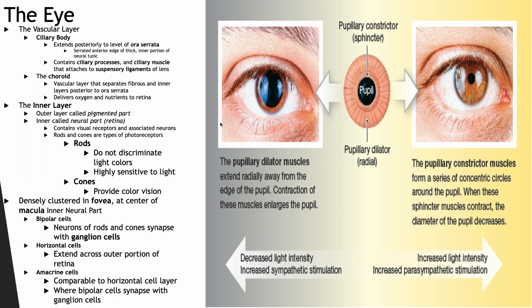A network of horizontal cells extends across the neural part of the retina at the level of the synapse between the photoreceptors and the bipolar cells. A comparable layer of amacrine cells occurs where the bipolar cells synapse with ganglion cells. Horizontal and amacrine cells can facilitate or inhibit communication between photoreceptors and ganglion cells, altering the sensitivity of the retina. And these play an important role in the eye's adjustment to dim or brightly lit environments.